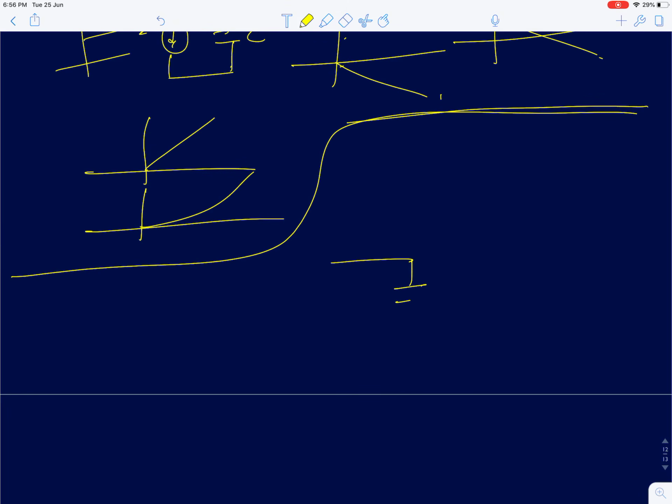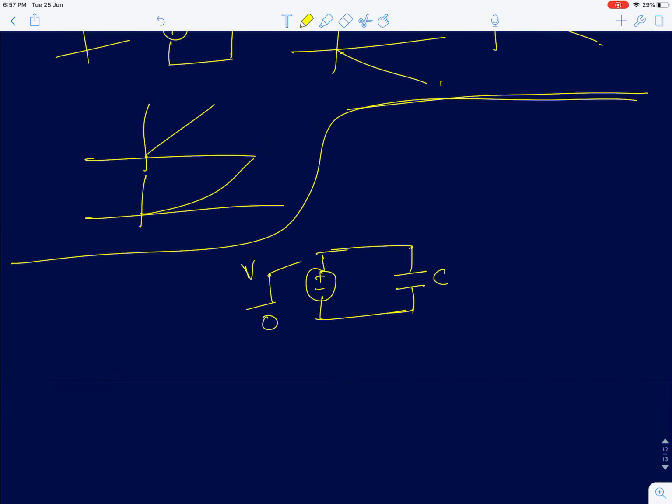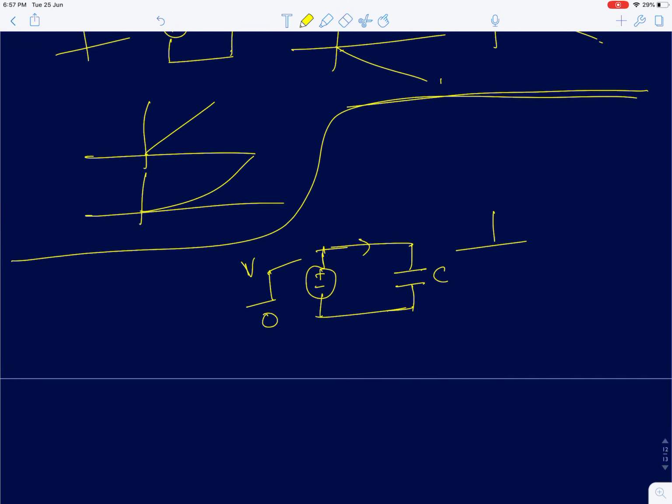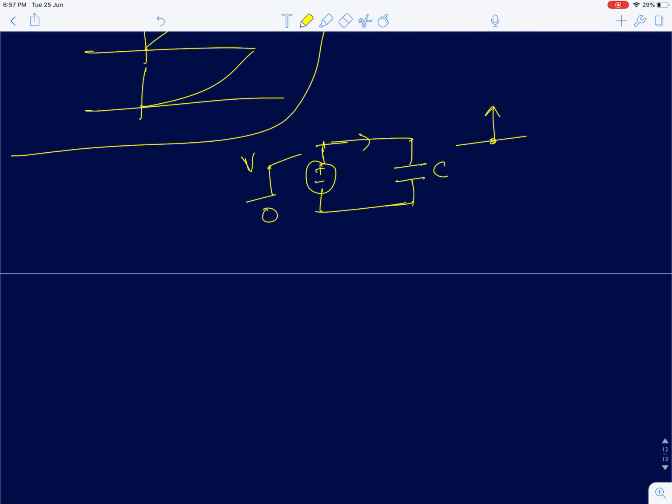Now we will analyze it with voltage sources. What happens with a voltage source? If I connect a voltage source and suddenly apply a step voltage of 0 to V volts across the capacitor, then we know the current flowing through the capacitor is an impulse. So the current will be an impulse, meaning the charge is transferred instantaneously. Q transferred here is C into V.